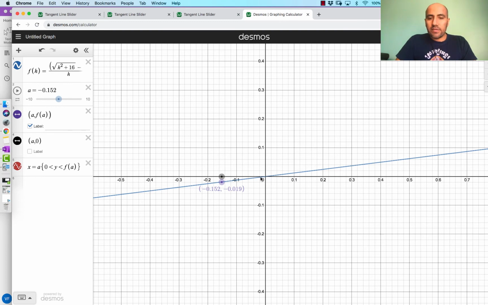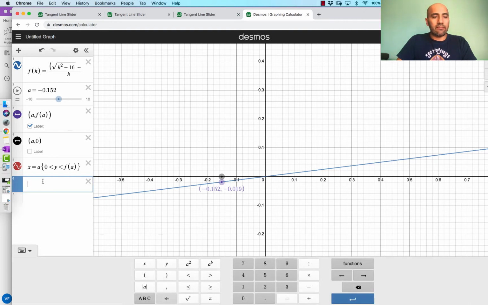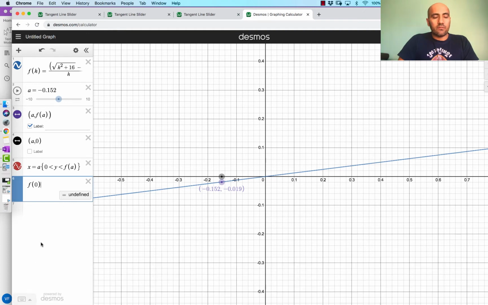What isn't terribly clear here is that the function itself is not defined at 0, right? If we tried to find f of 0, it's going to give us an undefined, right? We can't evaluate it at 0. So it's not entirely clear here, but there's a little hole there because it's not defined at 0.